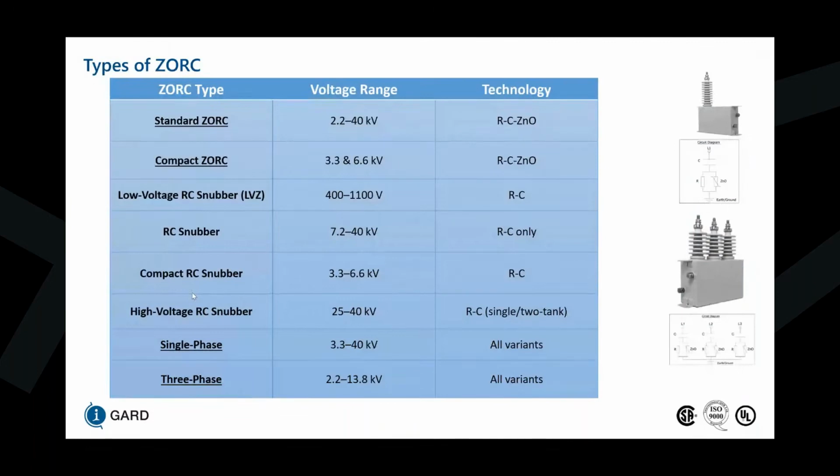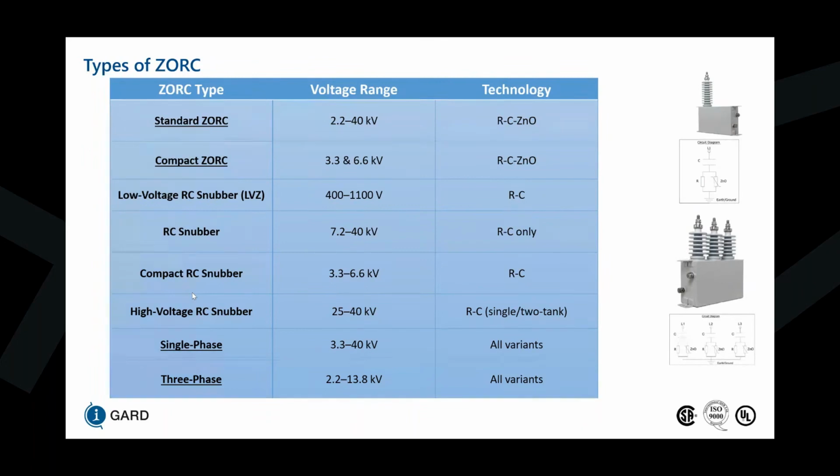So right now in our offering, we have standard ZORCs between 2.2 kV to 40 kV. We're also working on compact ZORCs between 3.3 and 6.6 kV. These ZORCs include the resistor component, the capacitive component, and the zinc oxide component. We also offer low voltage RC snubbers between 400 to 1100 volts, which would only include the RC portion. RC snubbers between 7.2 to 40 kV.